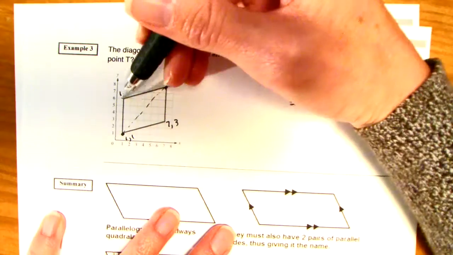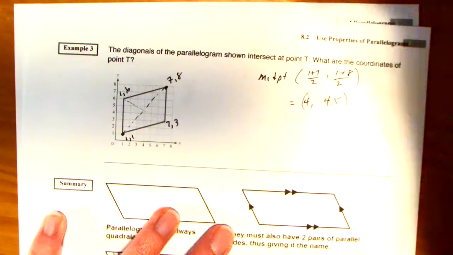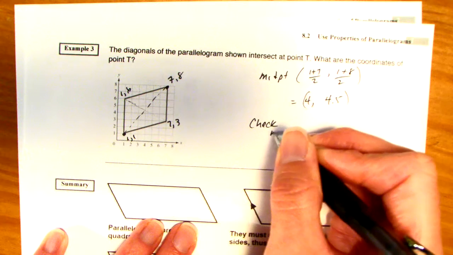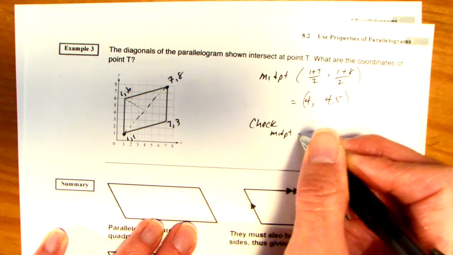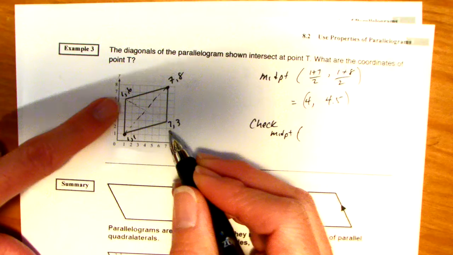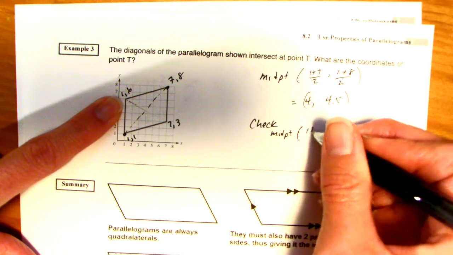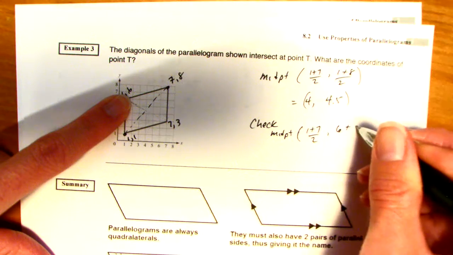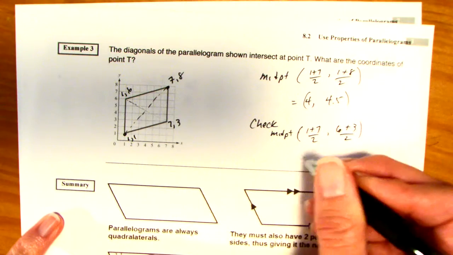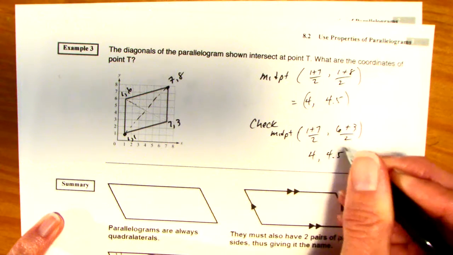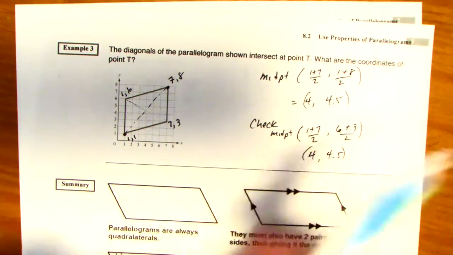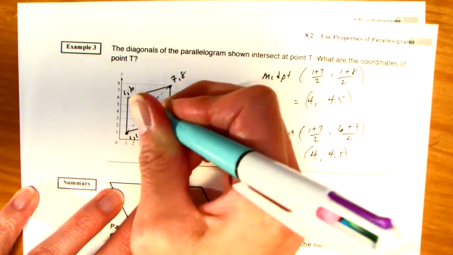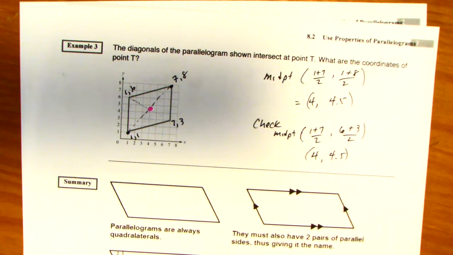Let's try the other direction. See if it meets in the same spot. We're going to check it. One plus 7 over 2. 6 plus 3. And yes, it works out. So where is this point located? At 4 and then 4.5. So go over 4, up 4.5.